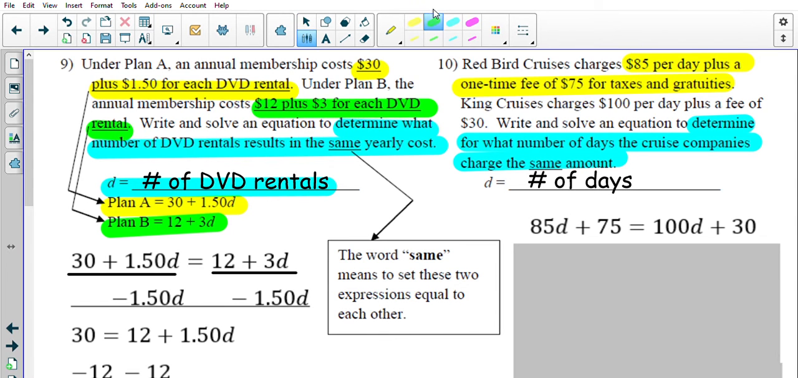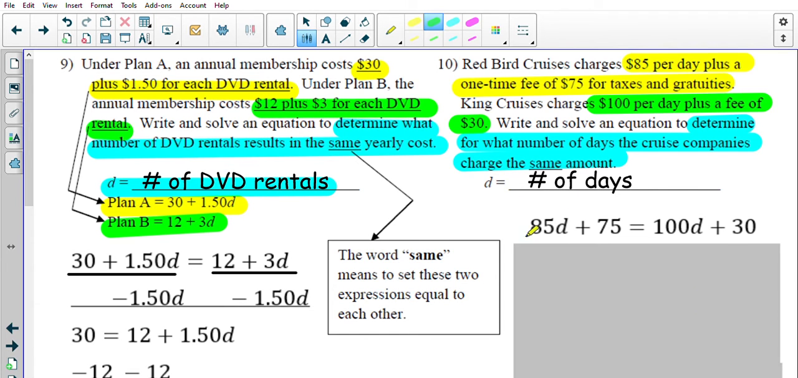And then we have King Cruises, and they charge $100 per day, which is 100D, plus an extra fee of $30. So that's 100D plus 30. Again, if you're unsure which number to put the variable with, remember that your variable represents the number of days. That's the importance of defining our variable. And since it says $85 per day, the D goes with the 85. Since it says $100 per day, the D goes with the 100.